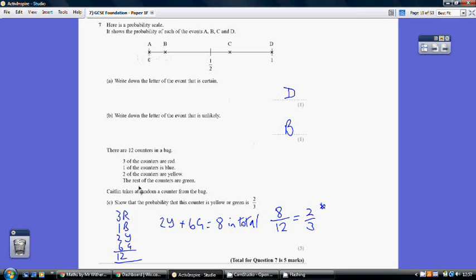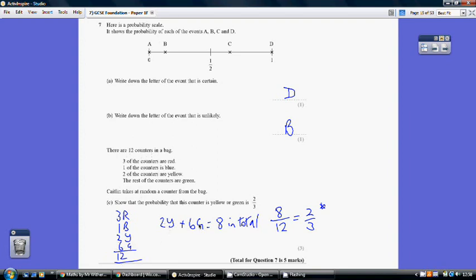Now, part C. There are 12 counters in a bag. 3 are red, 1 is blue, 2 are yellow, rest are green. Show that the probability of this counter being yellow or green is 2/3. Okay, so how many green have we got? Well, we've got 3 red, 1 blue, 2 yellow. That's 6 in total. We're told we've got 12 counters altogether, so that means there must be 6 green.